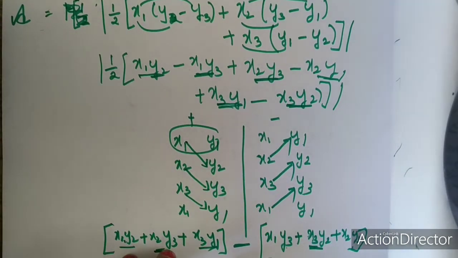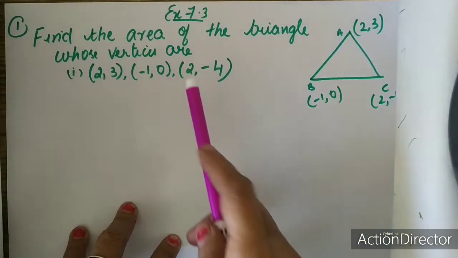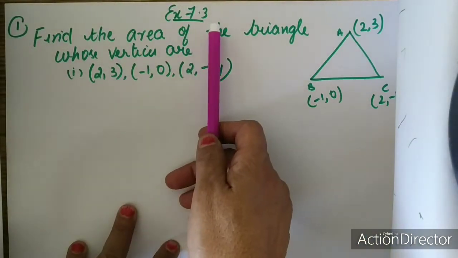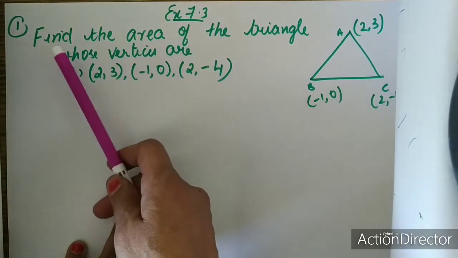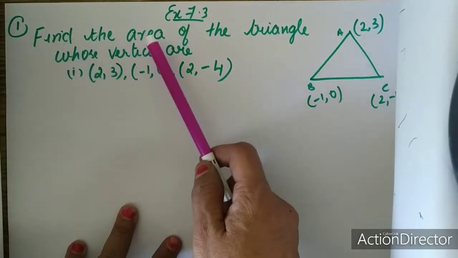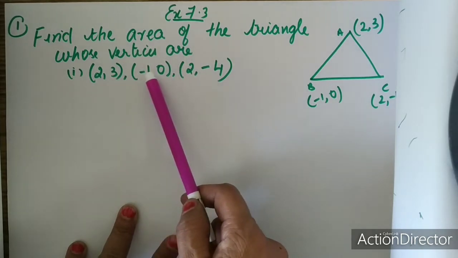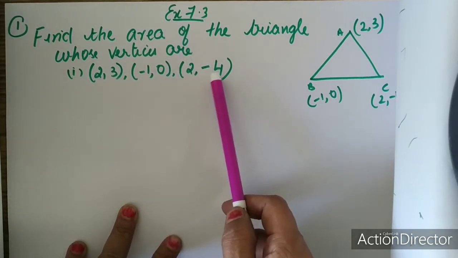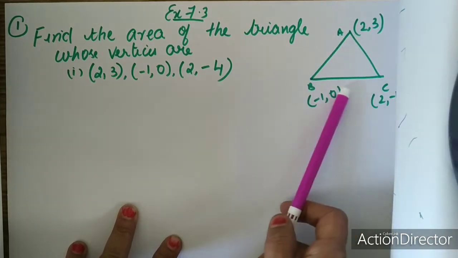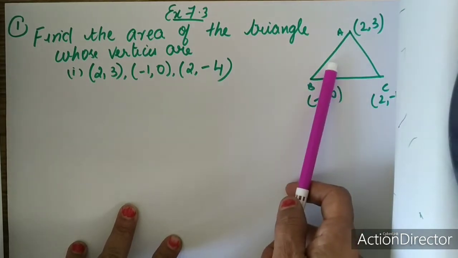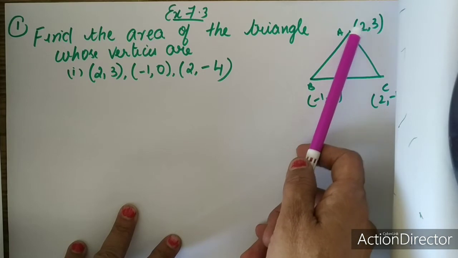So let us now see how to do the exercise. Now we will move on to exercise 7.3. Question number 1: find the area of the triangle whose vertices are (2, 3), (minus 1, 0) and (2, minus 4). First draw a triangle. For this triangle we have to find the area, and write the coordinates over here.